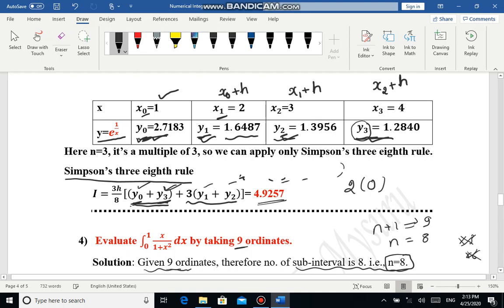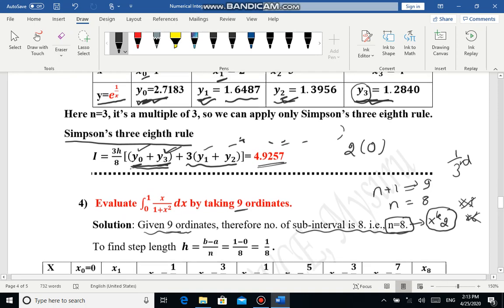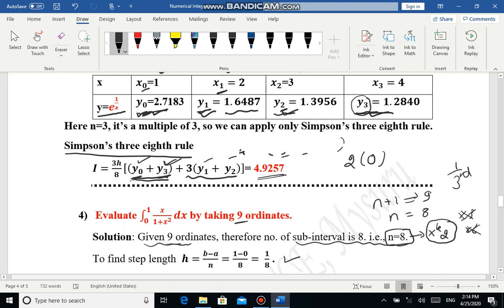This is not a multiple of 6. This is a multiple of 2. So when n is a multiple of 2, we need to apply Simpson's 1/3 rule. We can't apply Simpson's 3/8 and Weddle's rule. Before that, we need to find out the step length. The formula is upper limit minus the lower limit divided by the number of subintervals.